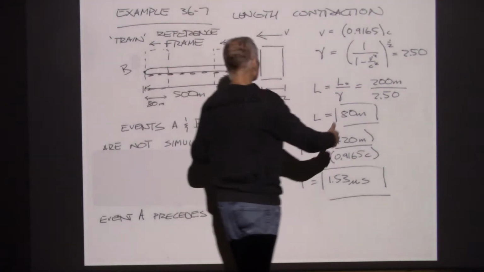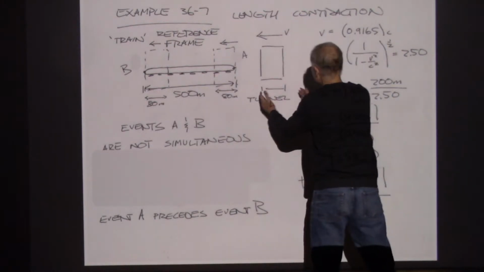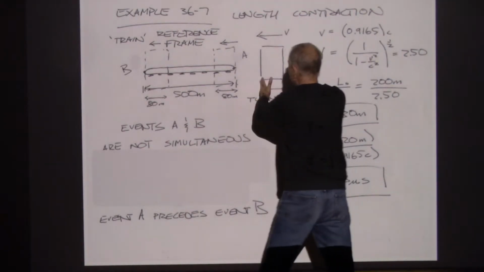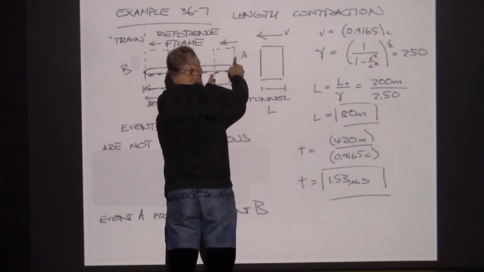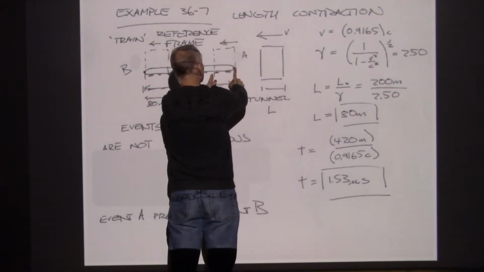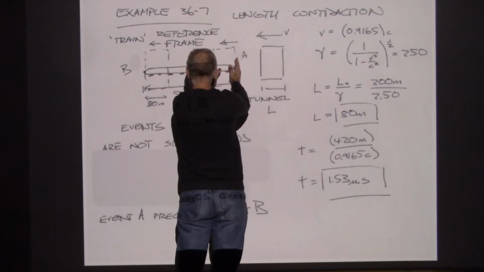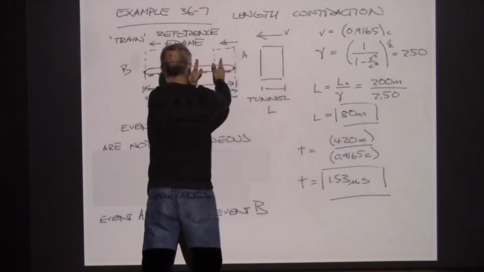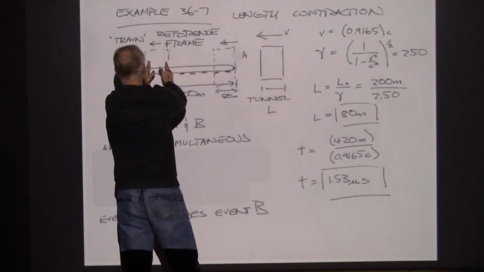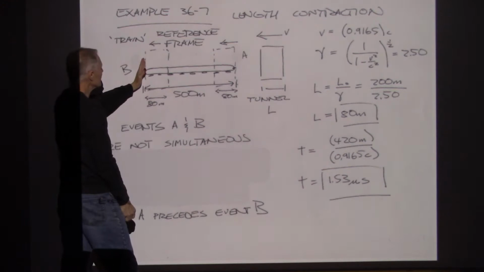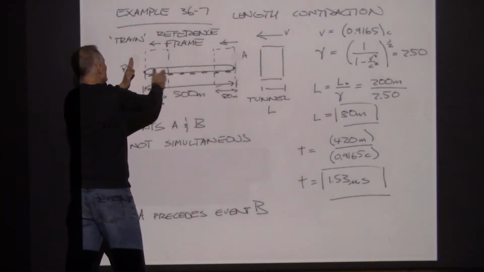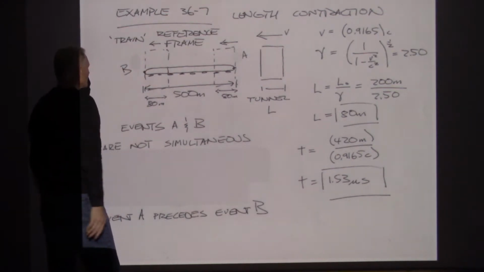So here comes that tunnel at the high speed. It's only 80 meters long, and so here it is when it gets to point A at the front of the train. Clearly the entire train is not fitting inside the tunnel. And then here we go, along the train, the tunnel passes over the train. Here we get to point B, and then the tunnel continues on at this high speed.